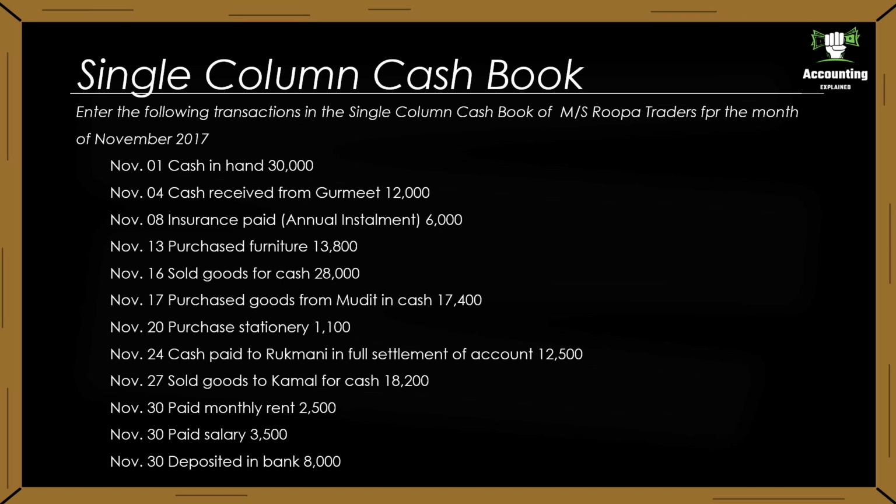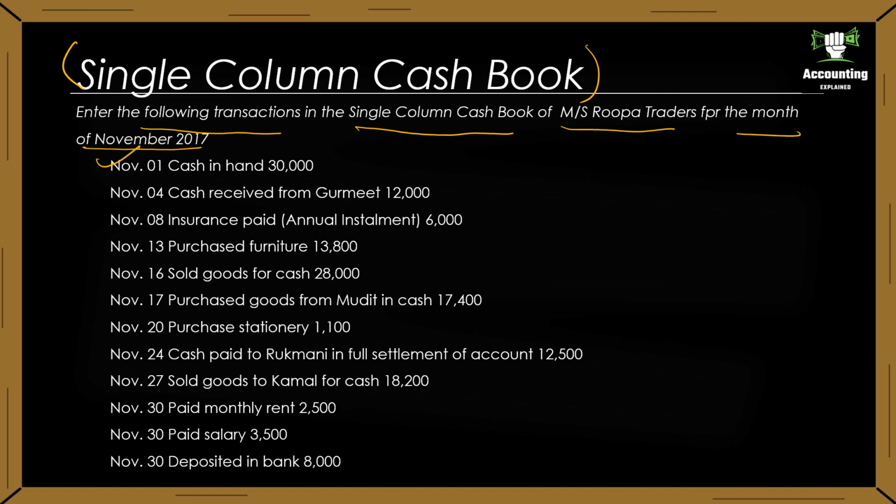Okay, now let us solve a question on single column cash book. The question is as follows. Enter the following transactions in the single column cash book of Messrs. Rupa Traders for the month of November 2017.